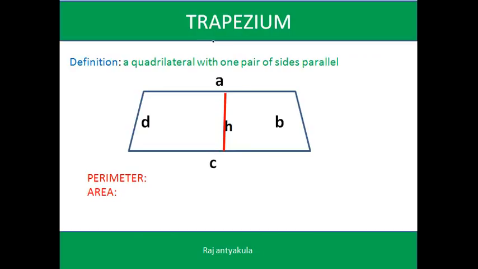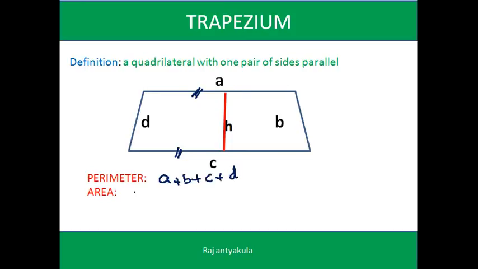Now trapezium. What is meant by trapezium? A quadrilateral with one pair of sides parallel. See here, this side is parallel to this side. In a quadrilateral, if one set of sides are parallel, we call it a trapezium. In trapezium, again, what is meant by perimeter? Adding outer dimensions. So perimeter of a trapezium is A plus B plus C plus D.